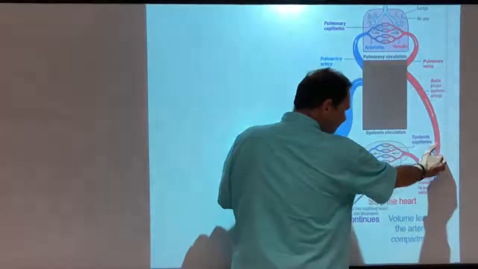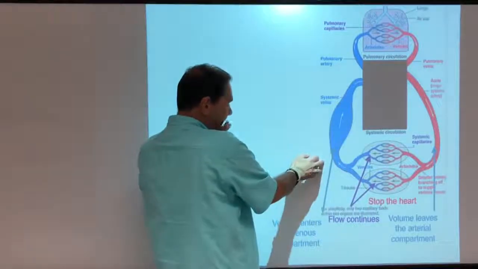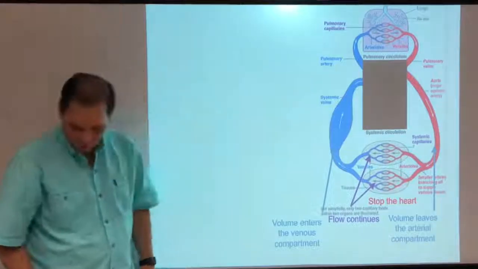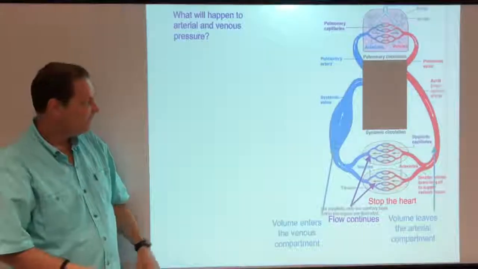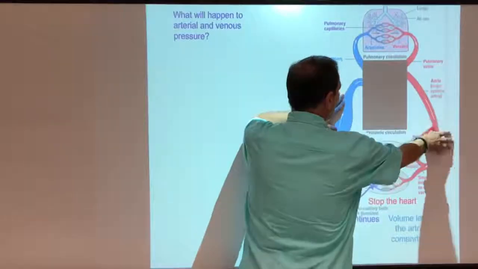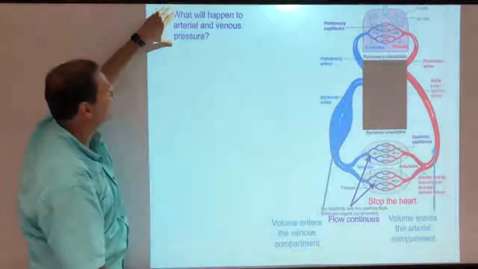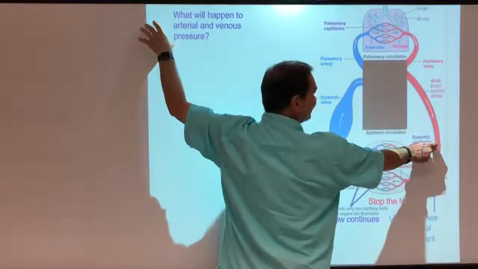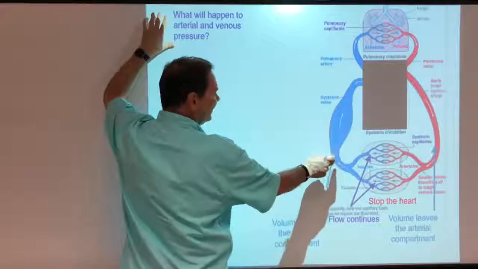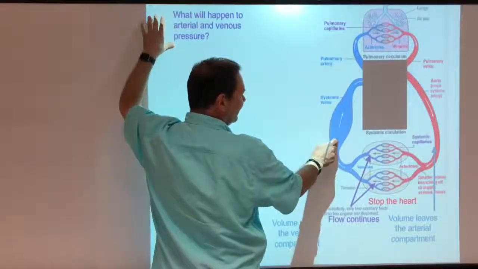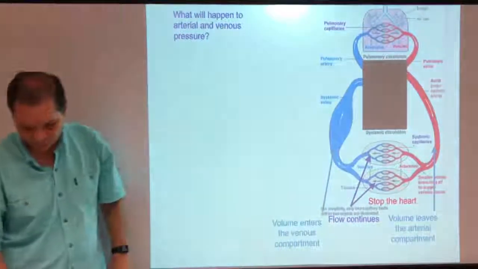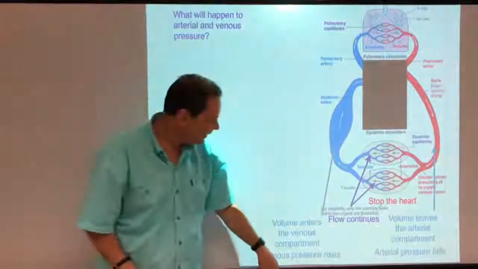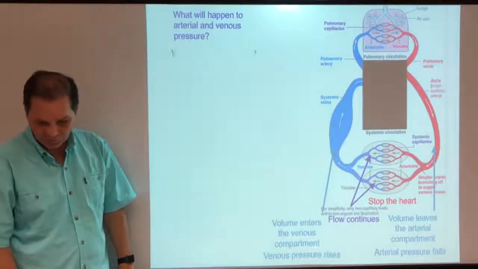Blood leaves the arterial compartment. It enters the venous compartment. Okay? It enters the central venous compartment. All right? And what happens is, volume goes up here, volume goes down here. So what happens to pressure? Well, if the volume's going down here, then the pressure must be falling. And the pressure on the arterial side falls. If the volume is going up here, then the pressure must be rising, right? Okay. So, venous pressure rises, arterial pressure falls when I stop the heart.